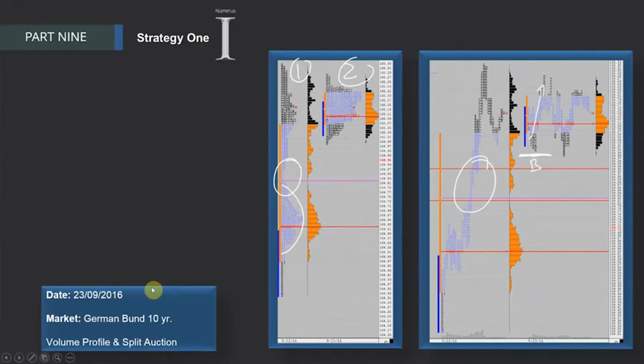And again, notice it takes 3 TPOs, and then we can get out around this Q print, and then it comes back a second time. It tries to attempt the fill-in, but fails, before then rotating higher and forming an inside day. So again, a second example of what the low volume area strategy would work like, just looking slightly different as it's over 2 days.